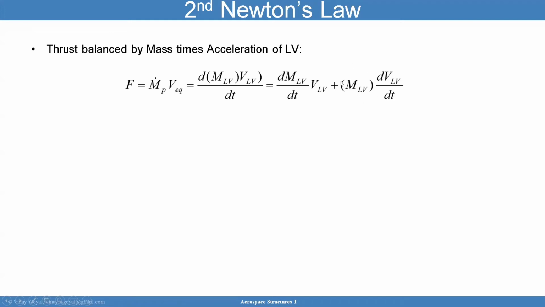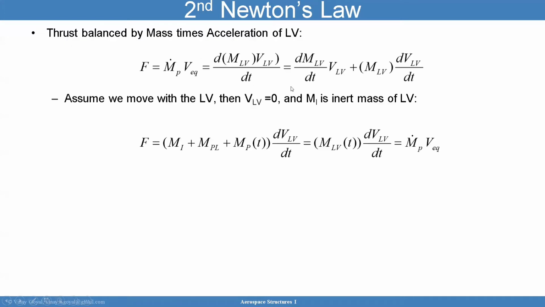What we notice here is that if I place myself on the vehicle itself, then the velocity of the vehicle is zero. I can do that by assuming I'm moving with the vehicle. That's a trick, because you can always take a reference frame that's arbitrary. We'll continue.